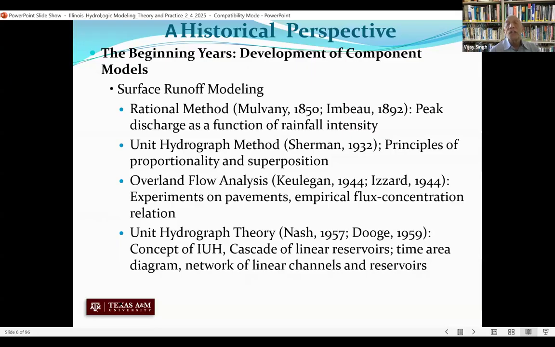Then, of course, almost 80 years later, the unit hydrograph method was developed by Leroy Sherman in Chicago. And this method is essentially based on two principles, the principle of proportionality and the principle of superposition. And this unit hydrograph method, without exaggeration, can be characterized as the origin of hydrological systems.